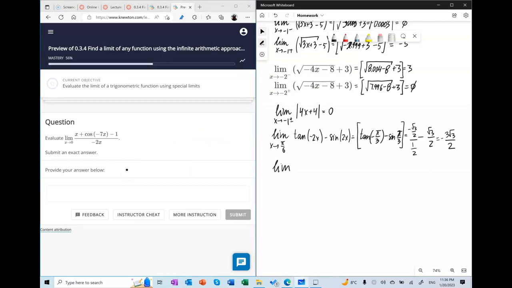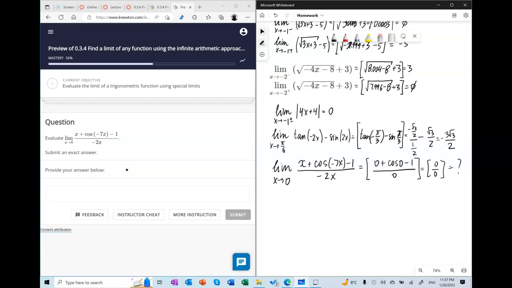This one is when we finally get to use the special limit. And before we even recognize the opportunity to use the special limit, let's see what happens when you throw 0 into the function. You have 0 plus cosine of 0 minus 1 over 0. So we have 0 plus 1 minus 1 over 0, so it looks like this is 0 over 0, which is one of the well-known indeterminate forms.